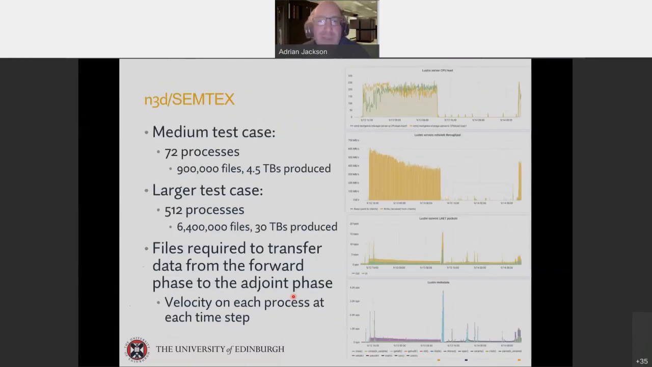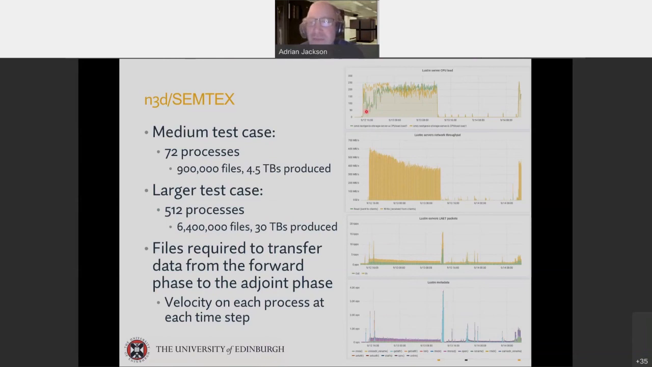So as an example, particularly when we first started looking at this, on that medium test case where you could go up to about 72 cores, it produced nearly 1 million files and 4.5 terabytes. On the larger case, you're up to 6.4 million files and 30 plus terabytes of data produced. And here's an example of the Lustre file system logs on the right-hand side, of us running this simulation out to the Lustre.